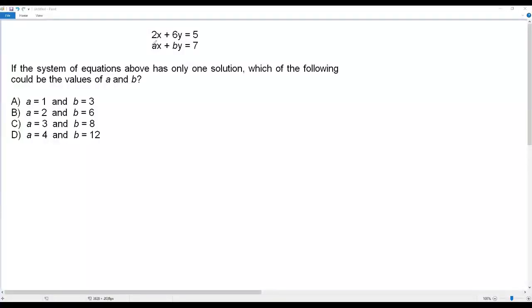Here we have a SAT math question. So here we have a system of two linear equations in standard form. That is, we have X term and Y term on the left side and constant on the right side in each of the two equations in the given system.